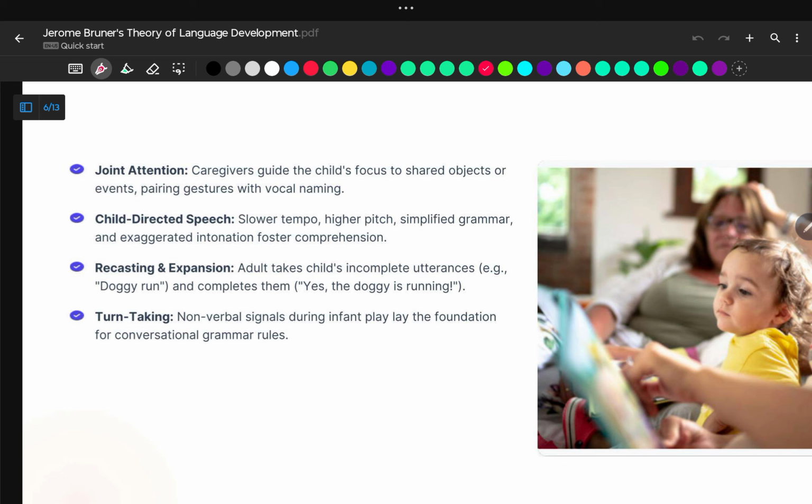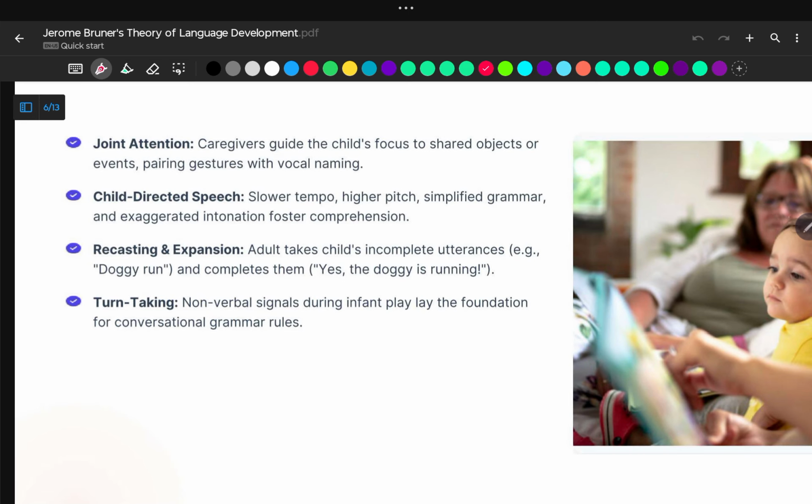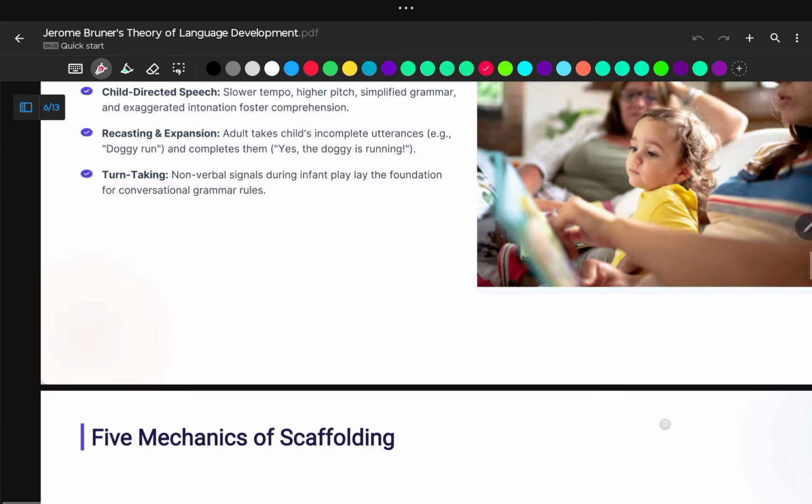what their child is saying. And the last concept is turn taking, which is defined as non-verbal signals during infant play that lay the foundation for conversational grammar rules.